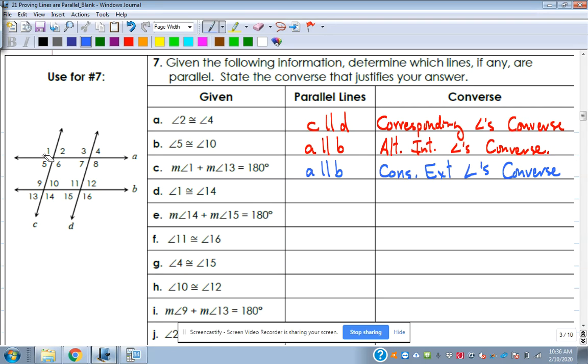Angle 1 is congruent to 14. They're alternate exteriors, so which 2 lines are parallel now? A and B again.